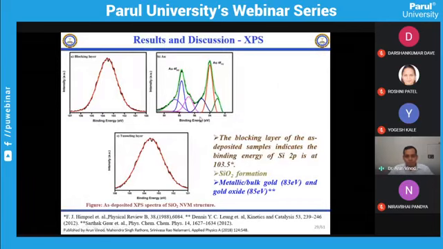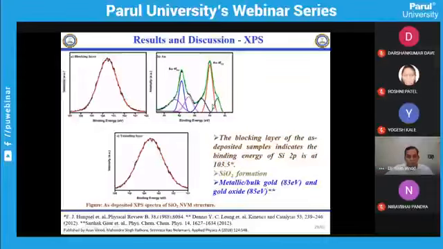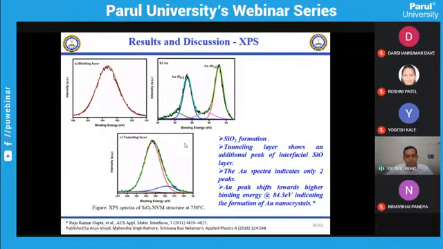To understand the surface morphology and the compositional properties, we have done XPS studies, just like the previous case we discussed for the hafnium oxide layers. The blocking layer, the charge storage layer, and the tunneling layer are shown here for the as-deposited film. It shows the silicon dioxide formation, and it also shows the gold with gold oxide, as we discussed for silicon dioxide formation for the charge trapping layer.